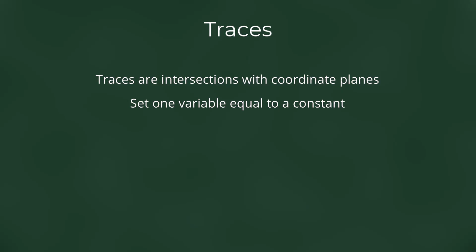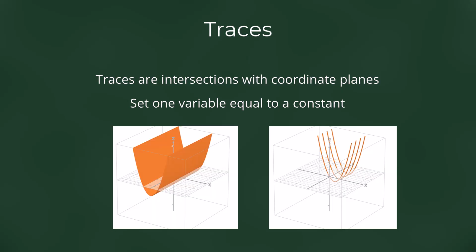Traces are what help us identify the cross sections within a cylinder or other three-dimensional surface. A trace is going to be an intersection with a coordinate plane. In order to find them, we're going to set one variable equal to a constant. If we consider our earlier cylinder, z equals x squared minus 1, we can see that its traces are a series of parabolas. And if we were to connect those traces with parallel lines, each of those parallel lines would be parallel to the y-axis.